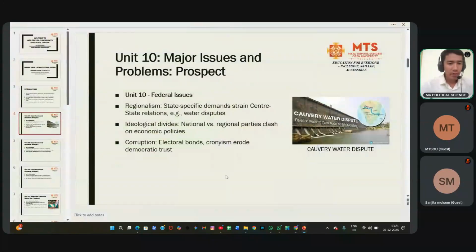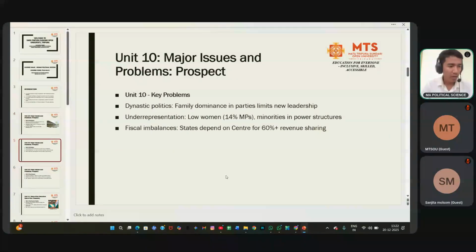So yes, we were discussing what kind of problems are still there: center and state conflict on water disputes, ideological differences between the center and regions, and corruption as a very important factor in the Indian political system.